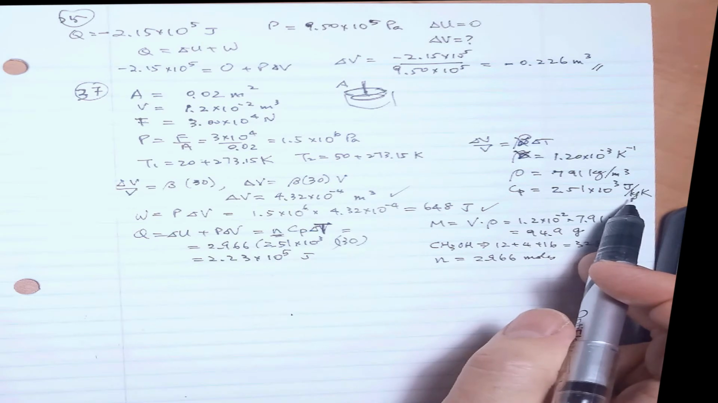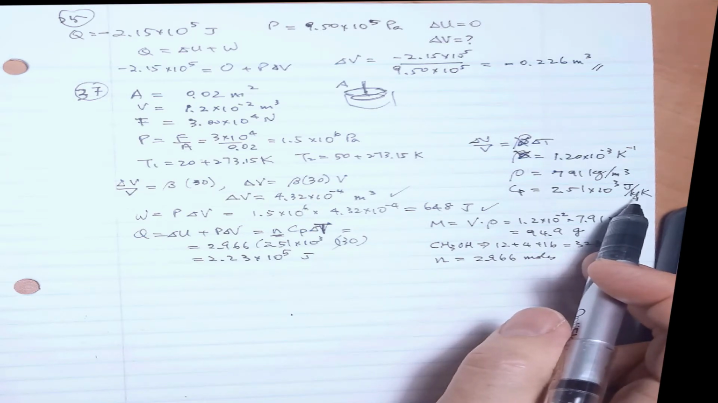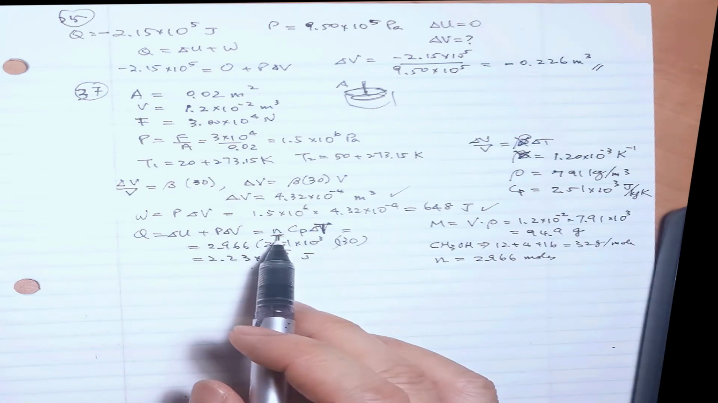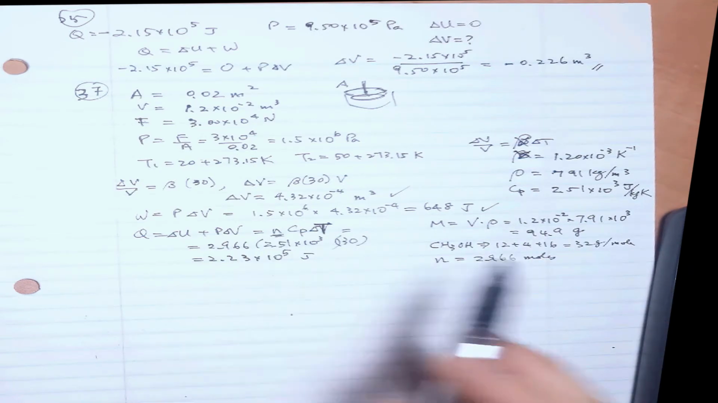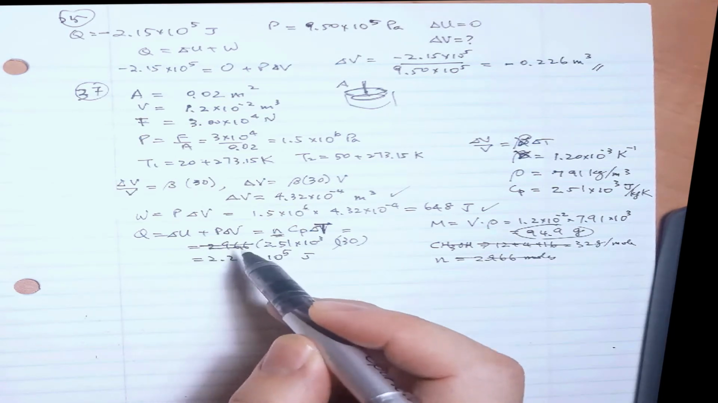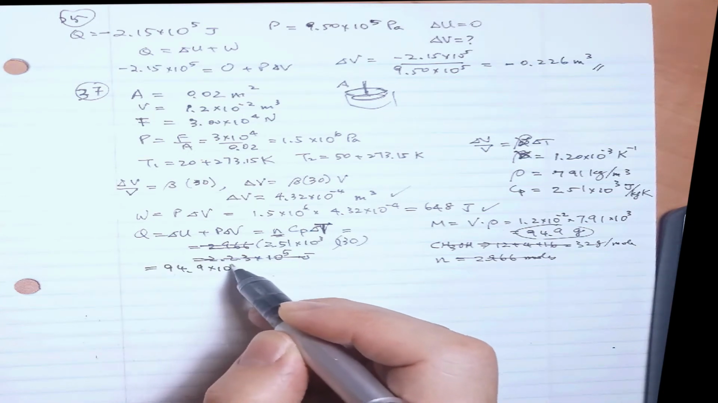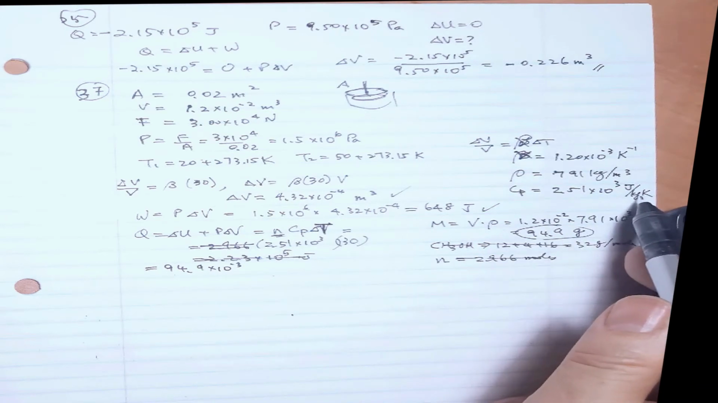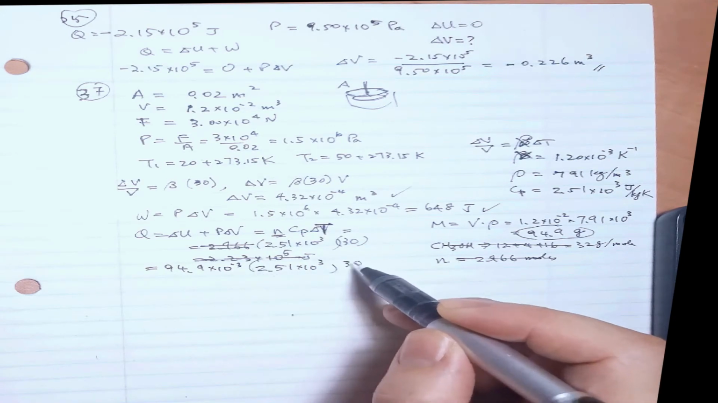Here, gotta be careful. This is in kilogram Kelvin, which means that I cannot use moles. So they gave us this in kilogram Kelvin, so I have to use kilograms, not moles. So I actually didn't need to do any of these. I just need to change this number into kilograms. So that is 94.9 times 10 to the negative 3 kilograms, because the unit here is in kilograms. So 2.51 times 10 to the 3, then times 30.